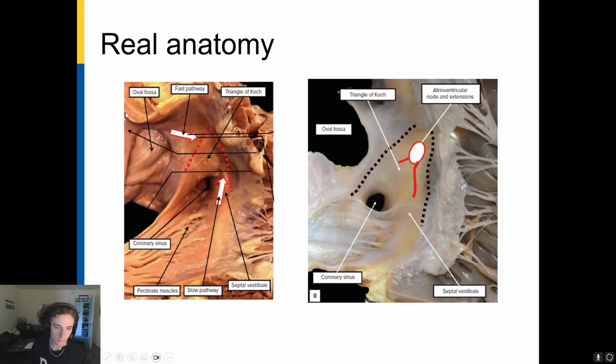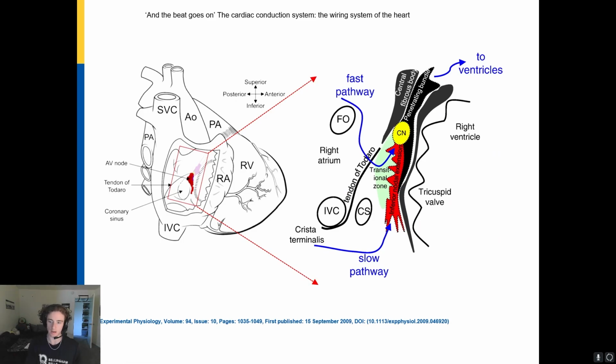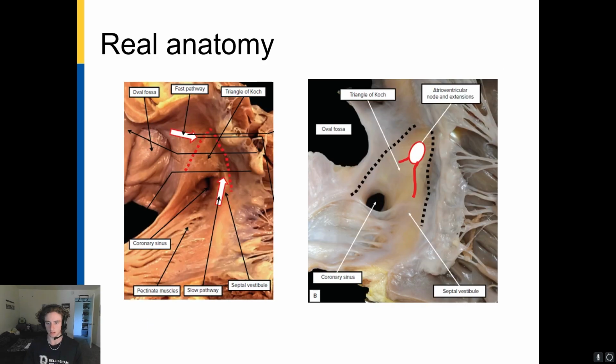All right, so real quick, we can look at these pictures. These images are from a different paper. These show some real anatomy that we can look at to put this diagram into the context of some real anatomy. So again, slow pathway, fast pathway, we got that. Here we can see this diagram is showing some pectinate muscle, coronary sinus, looking into that right atrium. Here's that fossa ovalis. And then we have the tricuspid valve, and then the right ventricle would be down here.